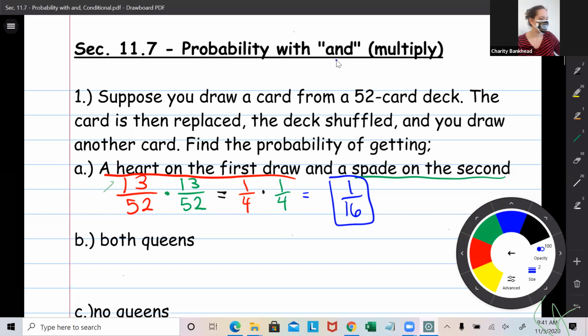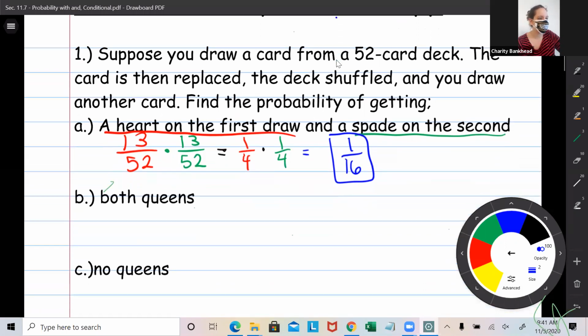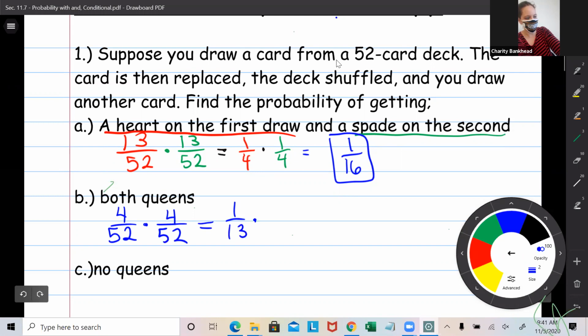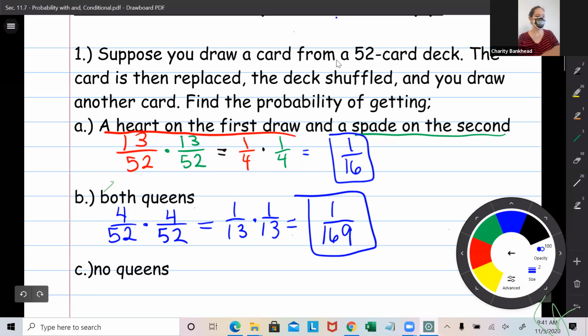All right, and what is the probability of getting both queens? There's 4 queens out of 52, which also reduces to 1 out of 13. So 4 out of 52 times 4 out of 52, which also reduces to 1 out of 13 times 1 out of 13. And when you multiply that, it's going to be 1 out of 169. And you can do that on your calculator as well.